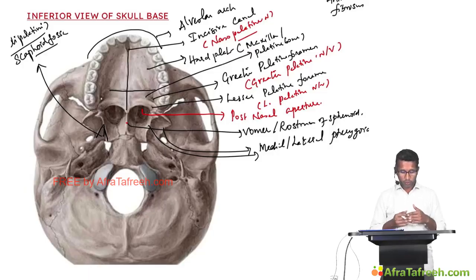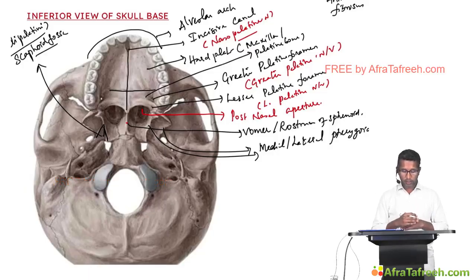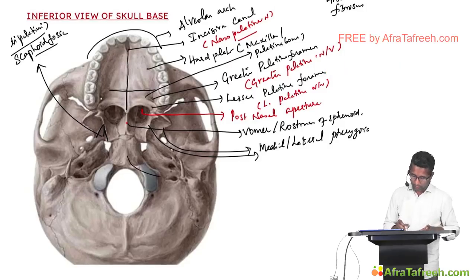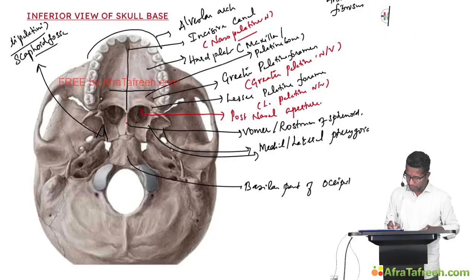When you go just behind the pterygoid region, you get the basilar part of the occiput bone. So this is the basilar part of the occiput bone.